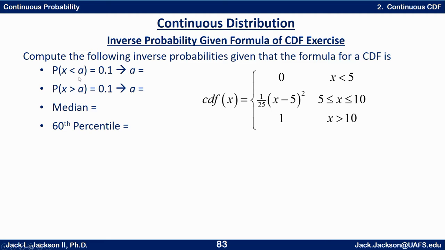So the first one is the probability that x is less than a is 0.1. What's a? See if you can figure that one out. Press pause. Come back when you got it figured out.